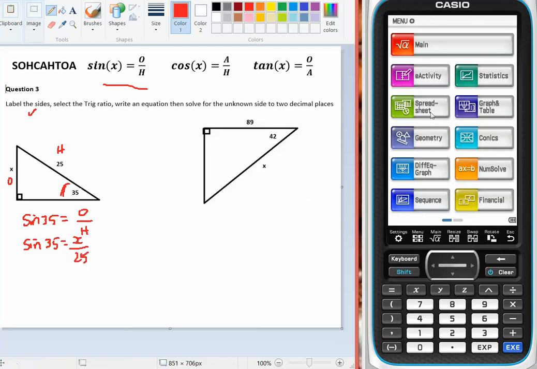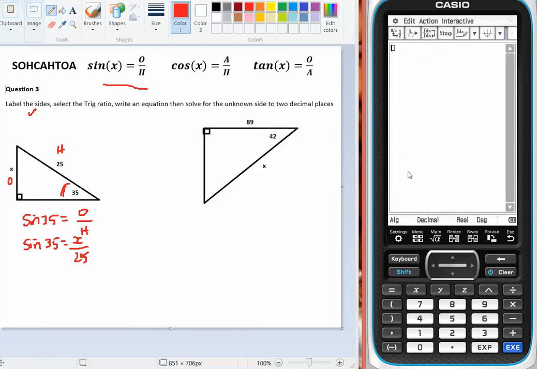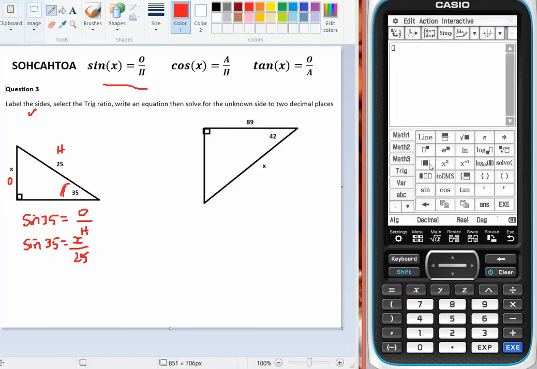I'm going to use my calculator. I turn it on, I go to main. I bring up the keyboard. I'm going to type in trig, sine of 35, and then I'm going to close the bracket, and then I'm going to type equals, and I'm going to put in a fraction, and on the top I'm going to put x, and on the bottom I'm going to put 25.